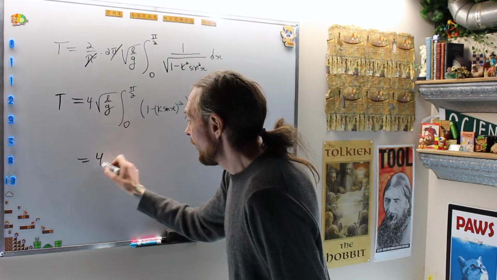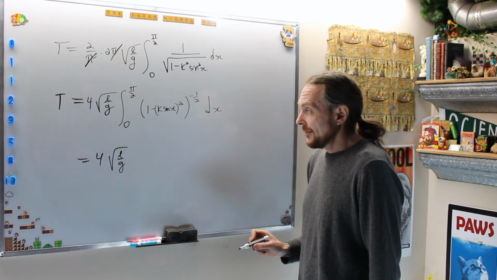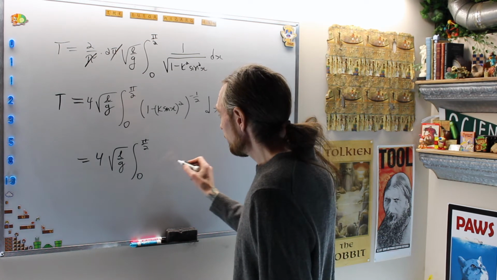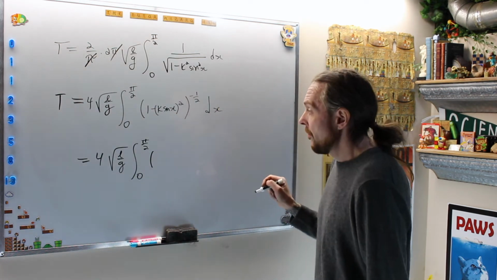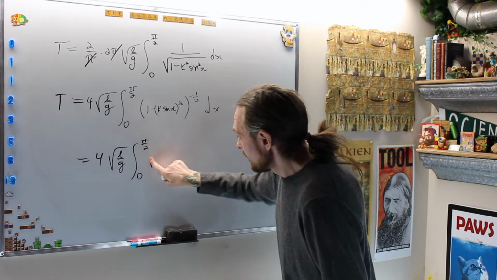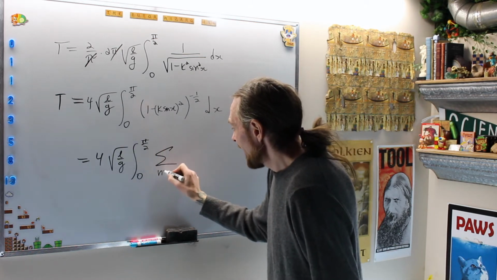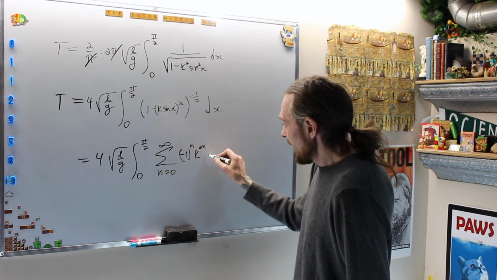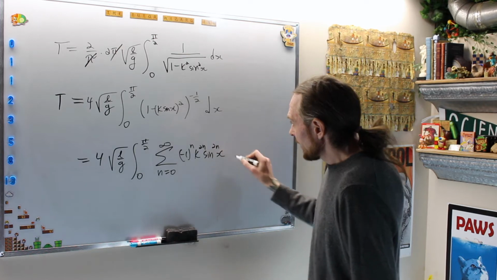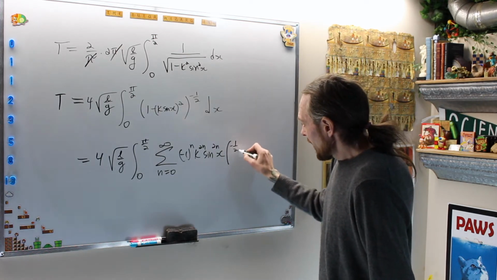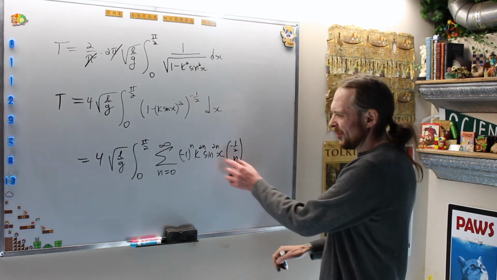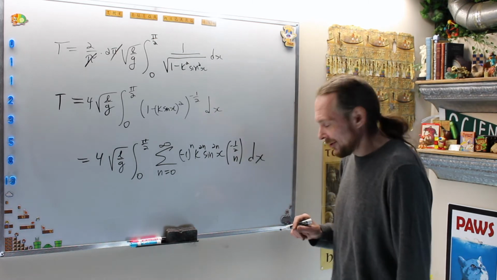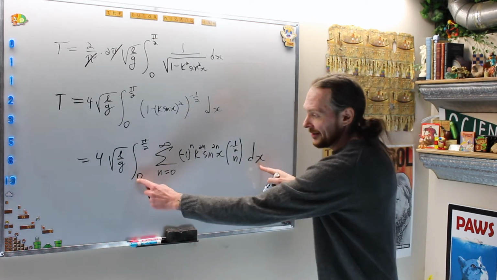This is equal to 4 root L over G times the integral from 0 to pi over 2. What do I get? This is the sum from n equals 0 to infinity of negative 1 to the n, k to the 2n, sine to the 2n x, times negative 1/2 choose n. Normally they put that in there, but I forgot it as I was talking. dx, don't forget that. I'm not doing Lebesgue integration. No, Riemann dx.